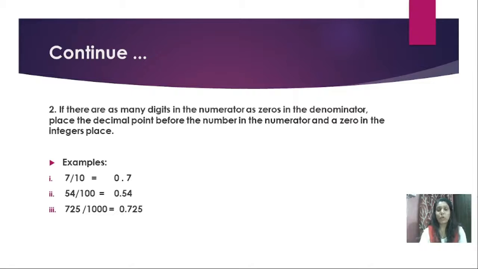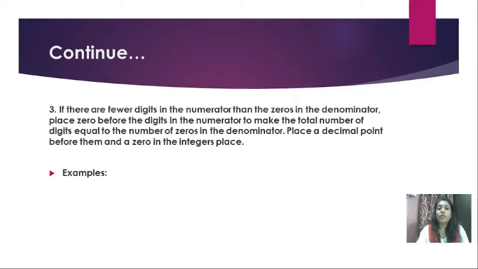So this is how you will write a decimal point in the second statement, which is if there are as many digits in the numerator as zeros in the denominator, the same number of digits in the numerator and the same number of zeros in the denominator, then you will place the decimal point before the number and add a 0 in the integers place. Okay children, now let us see the third statement.